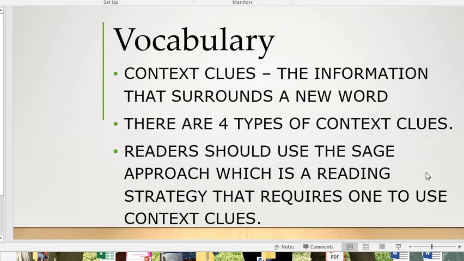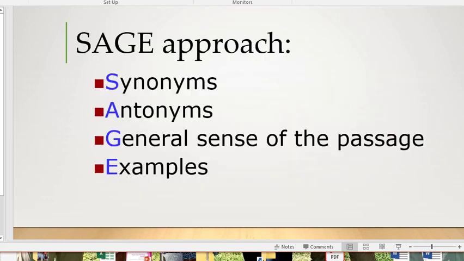One of the strategies for vocabulary is to use context clues, which is the information that surrounds a new word. There are 4 types of context clues, and this is known as the SAGE approach, which is a reading strategy that requires one to use context clues. The SAGE approach stands for synonyms, antonyms, general sense of the passage or general context clues, and examples.